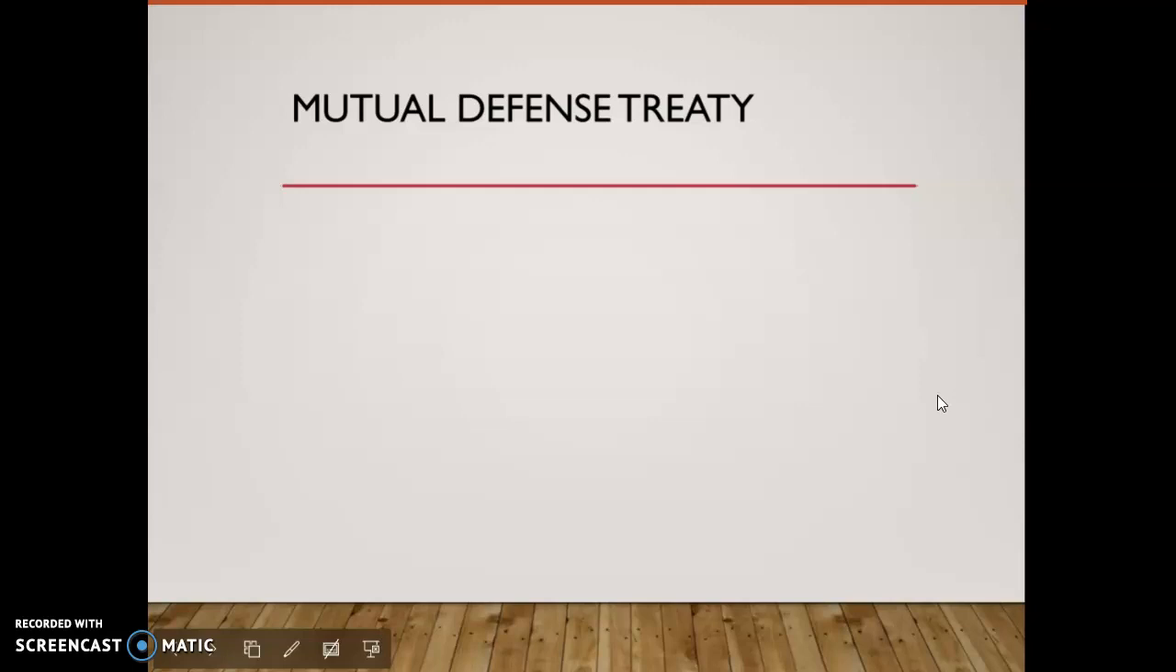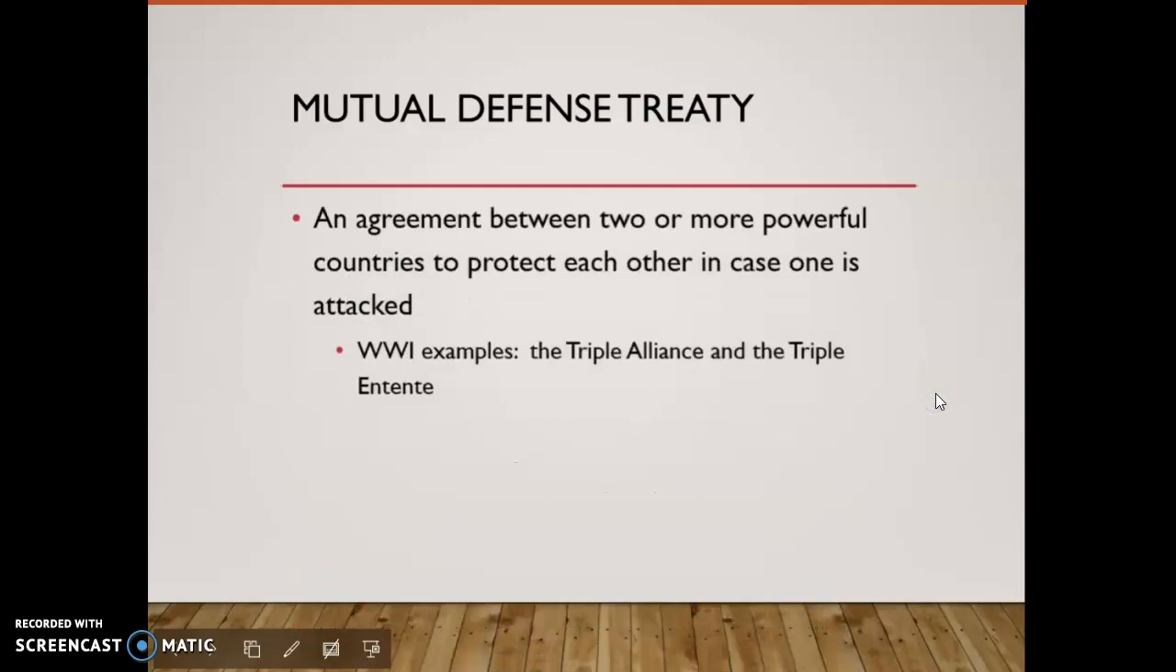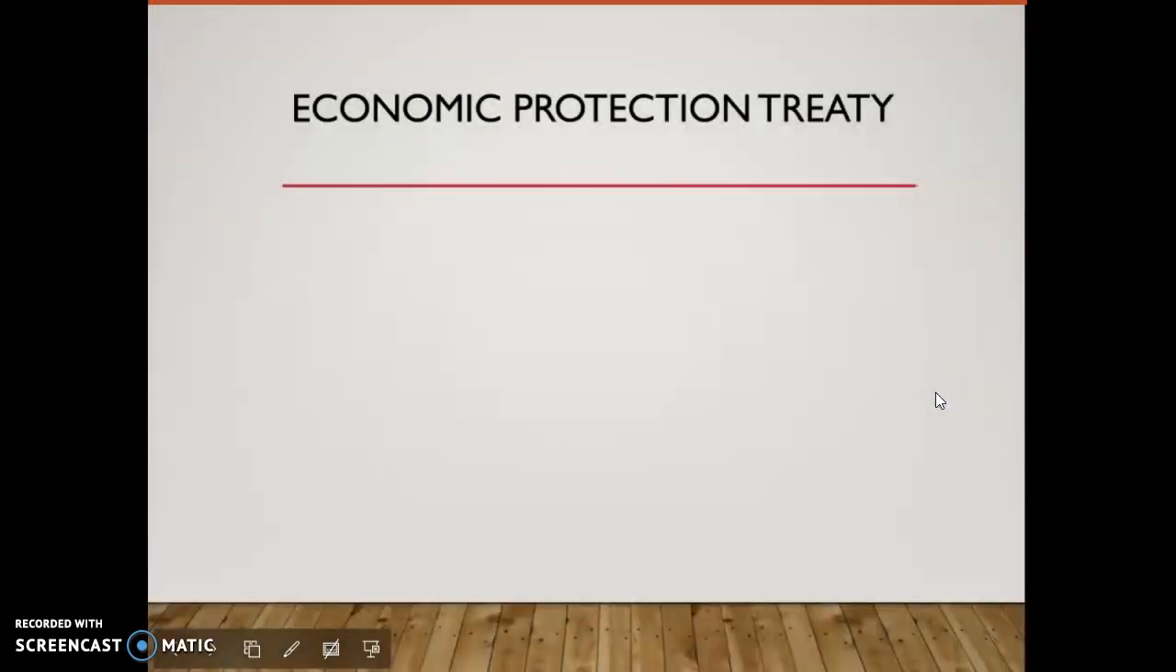The first and most commonly understood one was the Mutual Defense Treaty. And a mutual defense treaty, it's important to notice that this takes place between two powerful countries. And basically it's a you protect me and I'll protect you. And the best example is the Triple Alliance and the Triple Entente. But then you've also got economic protection treaties.